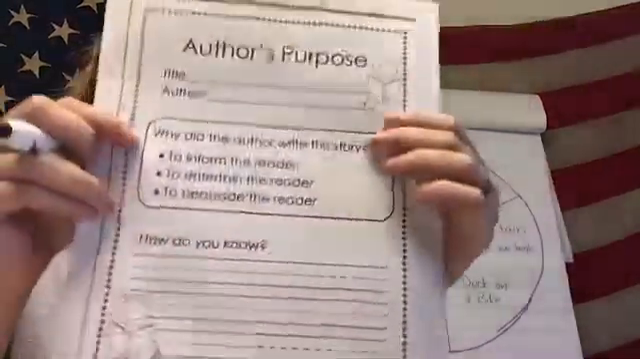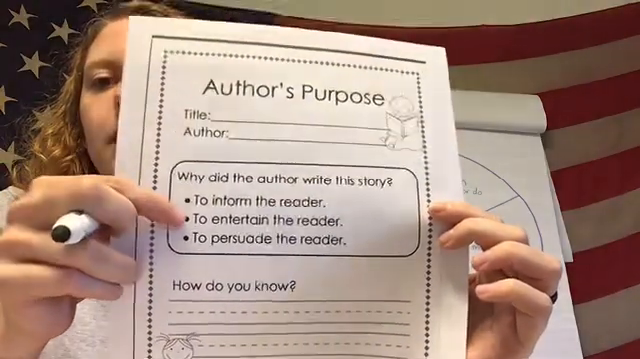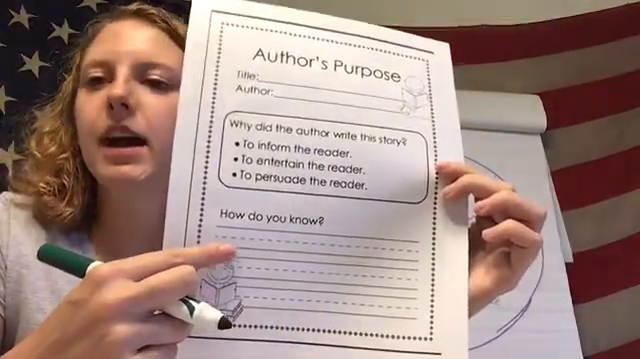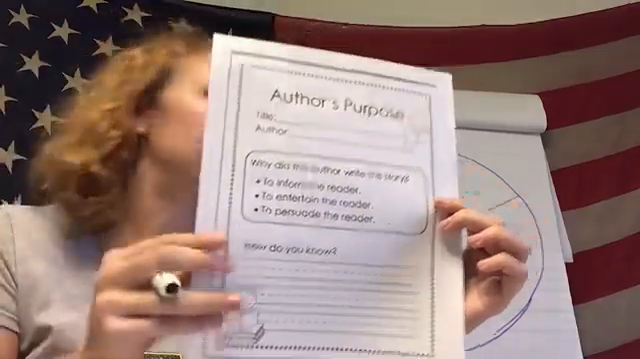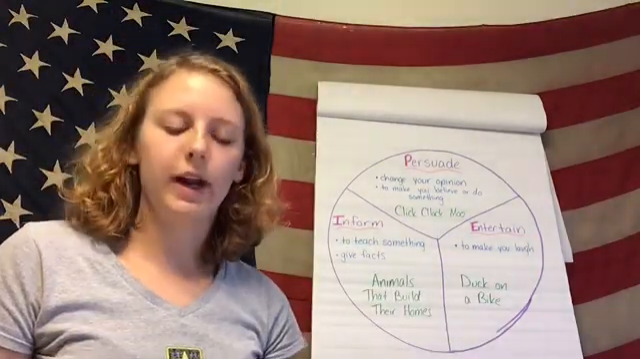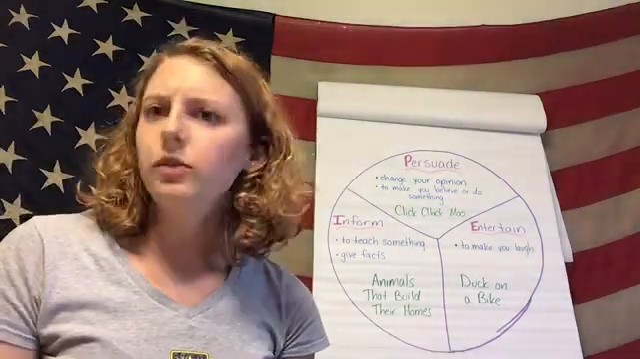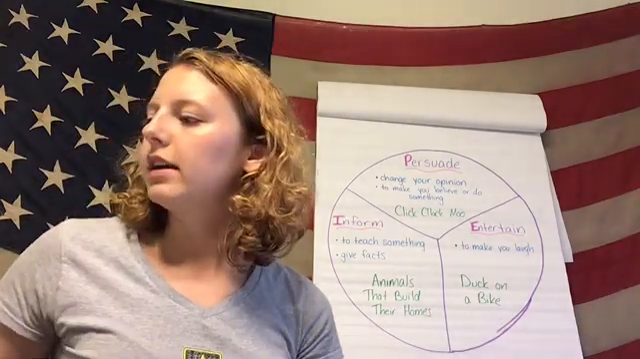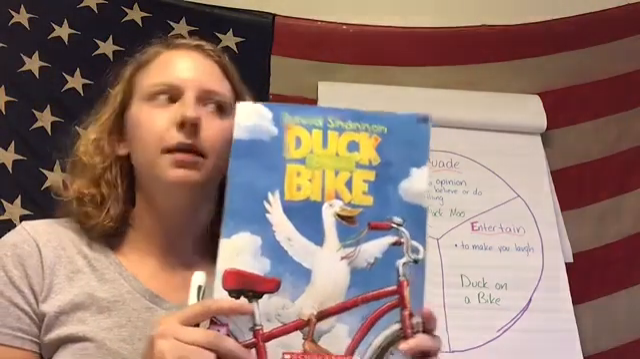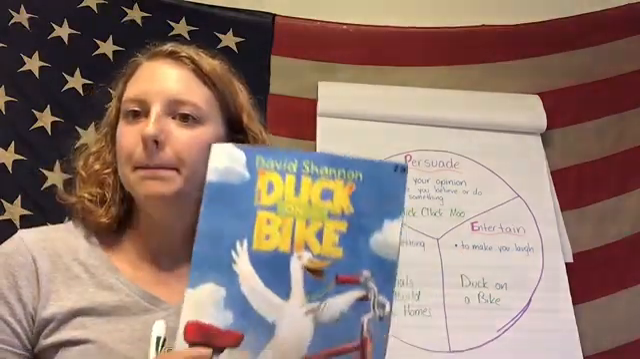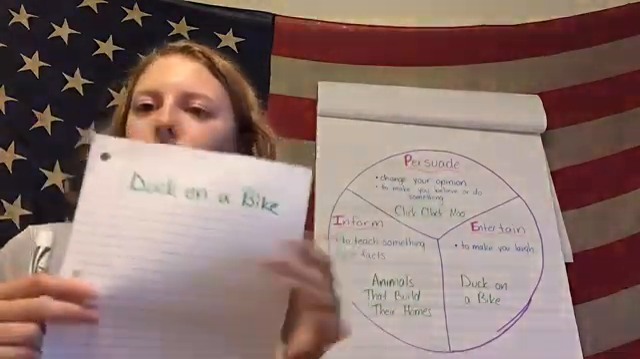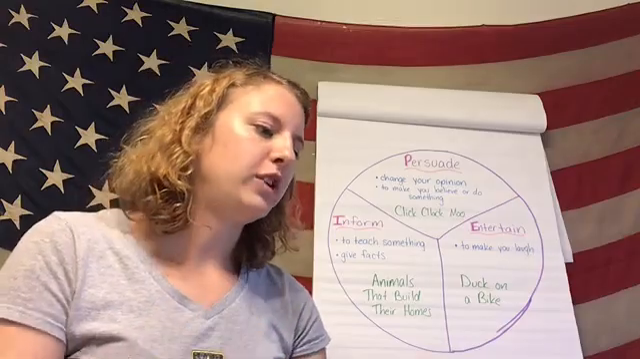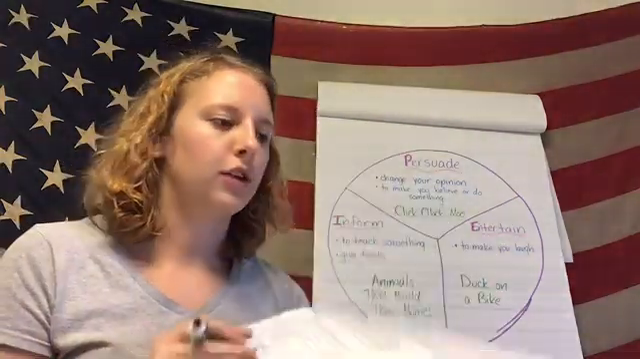And it asks, why did the author write this story? Was it to inform, to entertain, or to persuade? And how do you know? So on these lines, if you have this paper, I want you to answer: how do you know that the author was trying to either inform, entertain, or persuade? So with Duck on a Bike, how do we know that he wanted to entertain us? What is something that you heard from the story that made you think it was entertaining, that made you think that the author was trying to make you laugh? So that's on your piece of paper. I want you to write down at least one sentence to tell me how you know which reason it was that the author wrote the story.